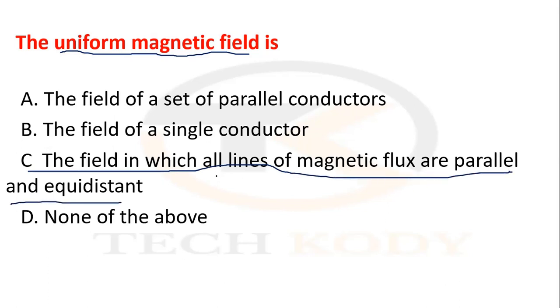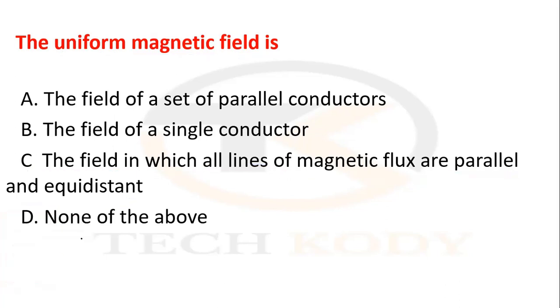Here we can see that all lines of the magnetic flux are parallel and equidistant. The magnetic field is uniform if the magnetic flux lines are parallel and equidistant.